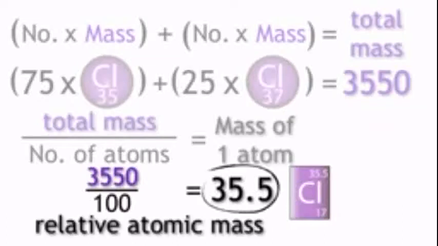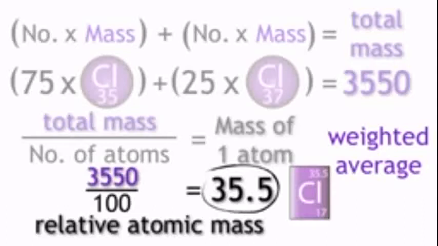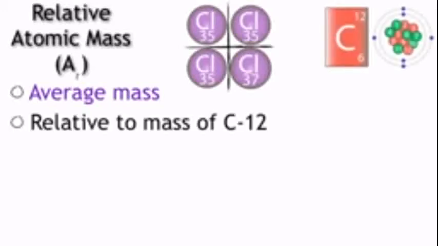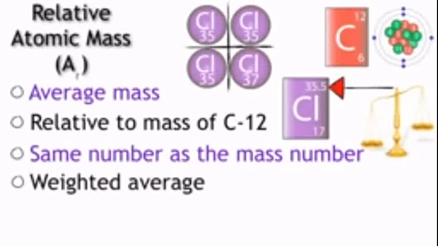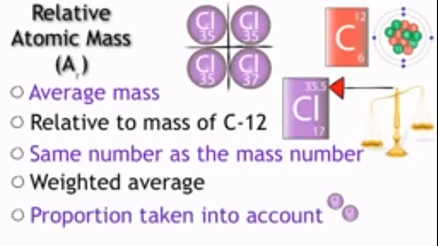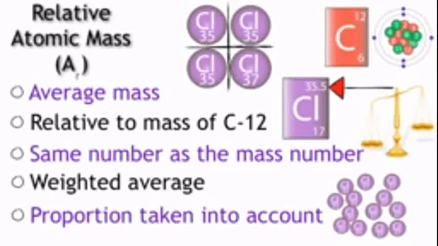The relative atomic mass has a value closer to 35 because there are more atoms of chlorine 35 than chlorine 37. It is a weighted average. So the relative atomic mass of an element is defined as the average mass of the naturally occurring isotopes of the element relative to the mass of an atom of carbon 12. On the periodic table, it is the same number as the mass number. The number is a weighted average, and when calculating its value, the proportion of an isotope in a sample must be taken into account.